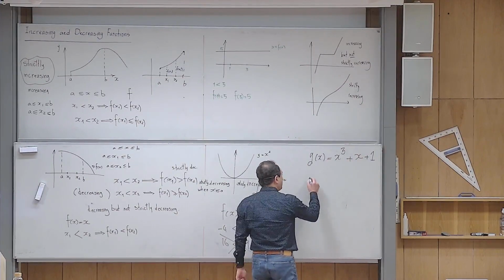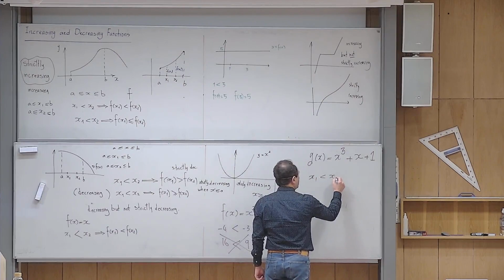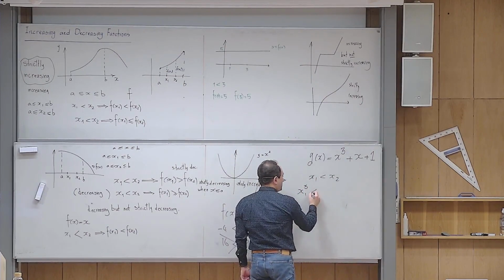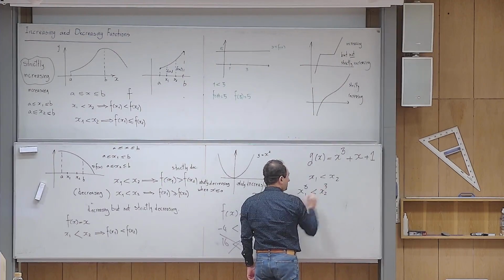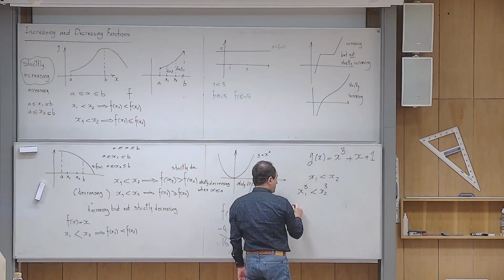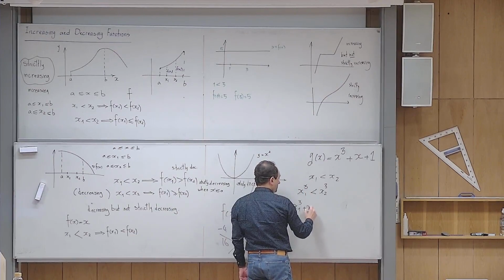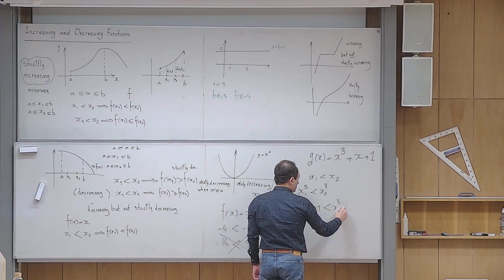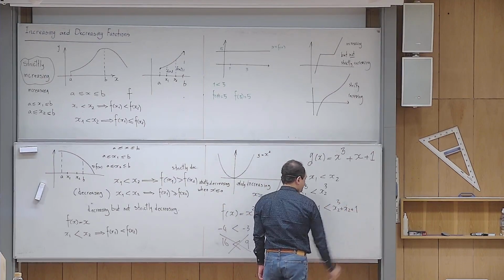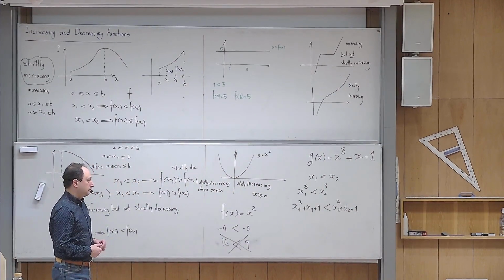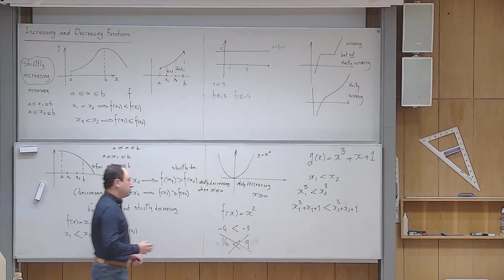Why? Because if x1 is less than x2, everyone hopefully agrees that x1 to the power of 3 is less than x2 to the power of 3. And then I add x. So then what does it mean? It means that x1 to the power of 3 plus x1 plus 1 is definitely less than x2 to the power of 3 plus x2 plus 1. So that's clear.